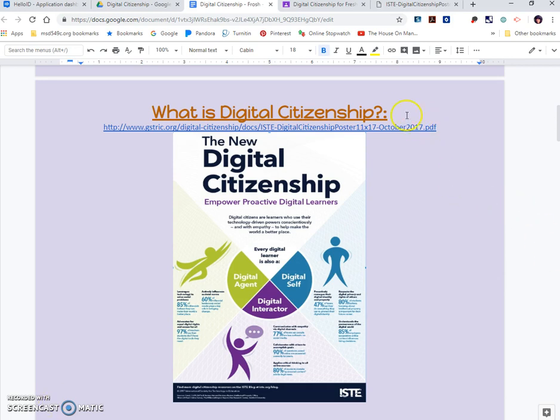You just discussed what it means to be a good citizen. When we're talking about the term digital citizenship, there are a lot of similarities to that. ISTE breaks down the term digital citizenship into these three specific components: the digital self, the digital interactor, and the digital agent or leader.